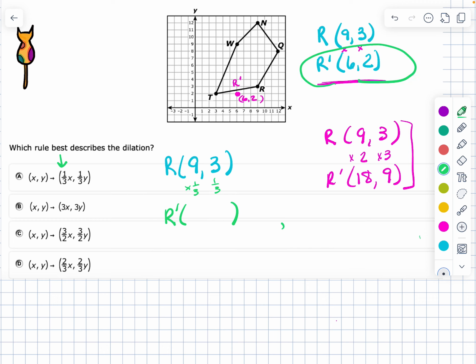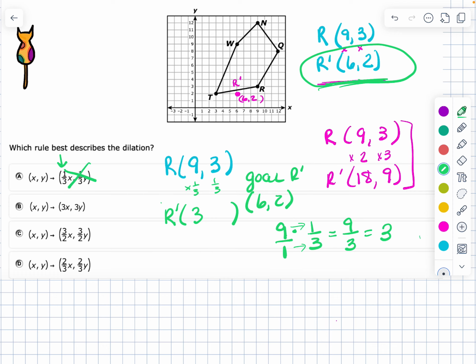So if I multiply 9 times 1/3, I can convert that to a fraction. You multiply straight across when you're multiplying fractions, and you get 9 over 3. 3 goes into 9 3 times. We don't want 3. We want 6, 2. Our goal is 6, 2. So this one doesn't work. Let's try the next one.